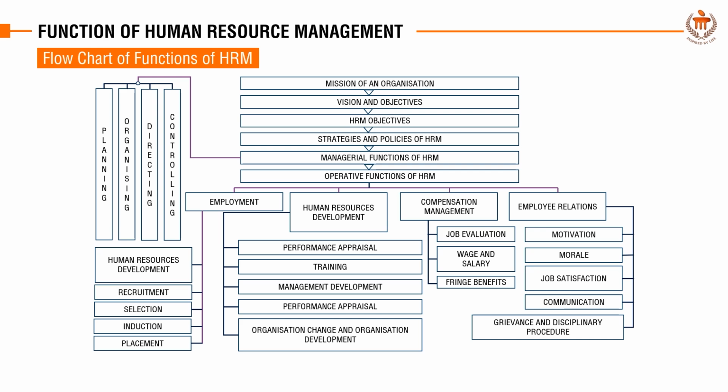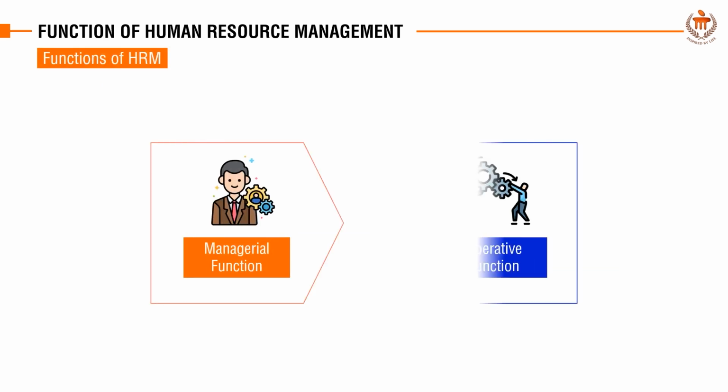All these managerial and operative functions should take care of the mission of an organization, also the vision and objectives of the organization. Together, all of it should be aligned with the HRM objectives. Then the organization can strategically fulfill its objectives and complete its mission also. Mainly the HR function is divided into two main functions. It is the managerial function and second is the operative function.